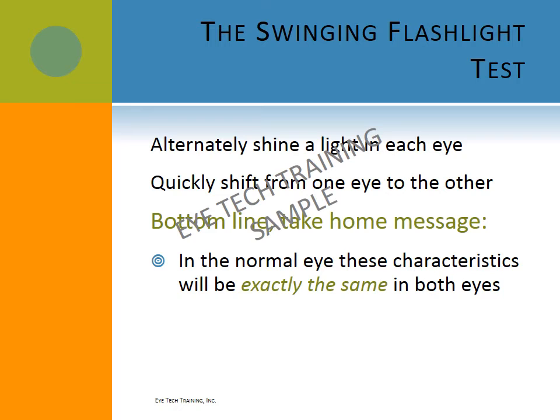Remember, pupil assessment is a comparative test. You're comparing the relative strengths of signals in one eye versus the other. Therefore, if everything is normal, you'll see the exact same thing in both eyes. You're looking for symmetry when you check pupils.